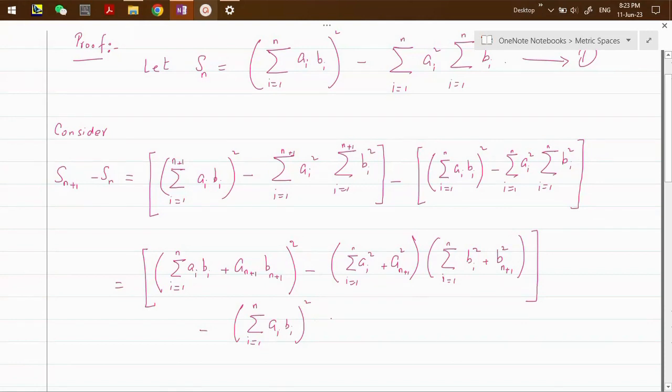We multiply minus with this bracket. When we multiply the minus sign, we get plus i from 1 to n ai square into summation i from 1 to n bi square. We can also remove this bracket because we don't need this one right now.